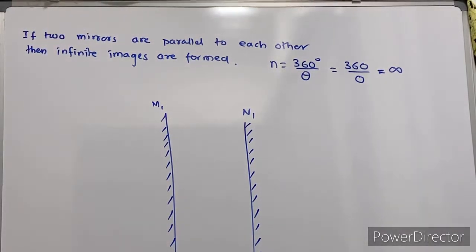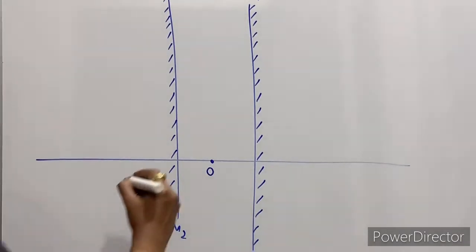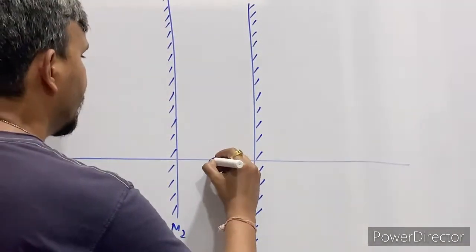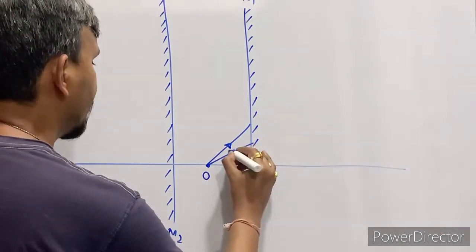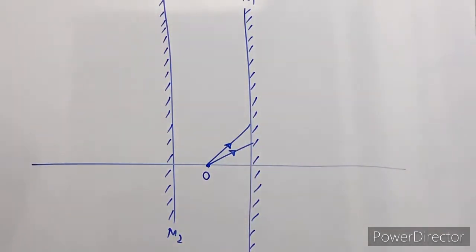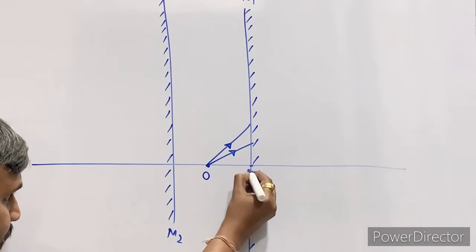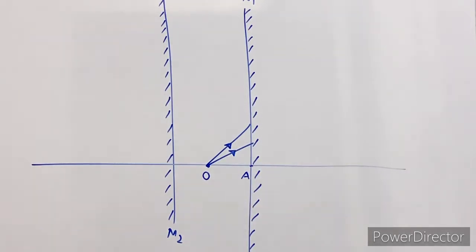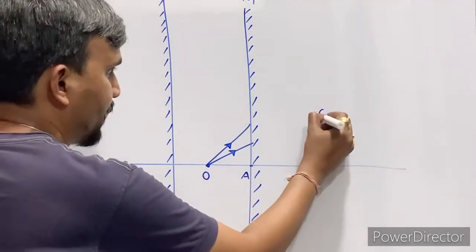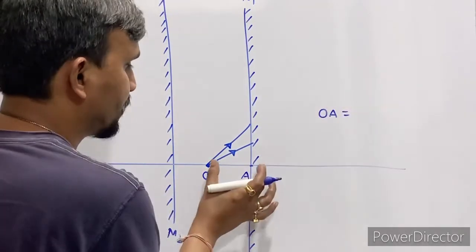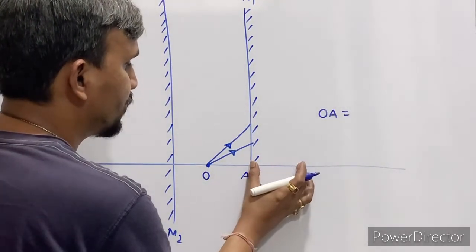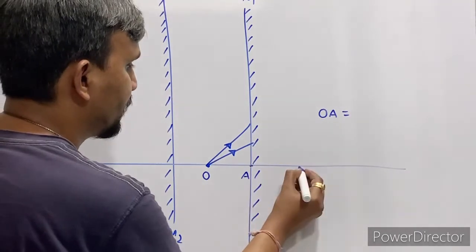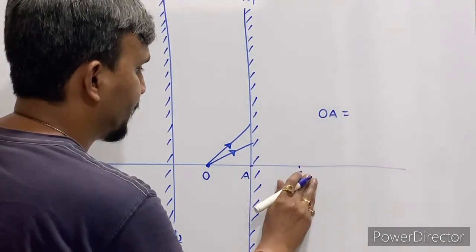I will draw this first. This is my first incident ray, and this is my second incident ray. I will call this point A. I will take distance OA, whatever it is, suppose this is 4 centimeters, and I will mark the same distance, which is equal to IA.